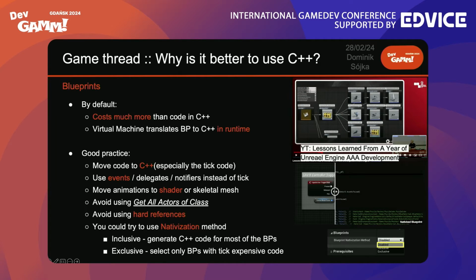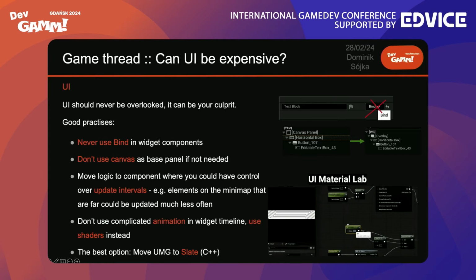And the last one, you could also try to use nativization method. It's a method where Unreal will generate the C++ code automatically during the cook. But it might not be the best way if your game is complicated. Yeah, but you can try that.